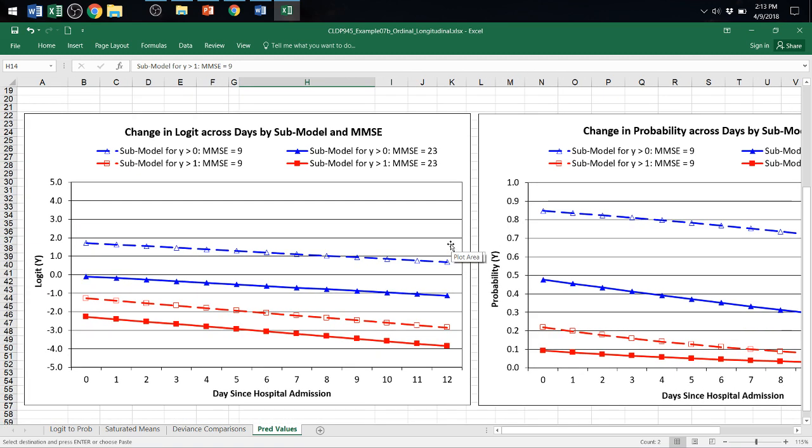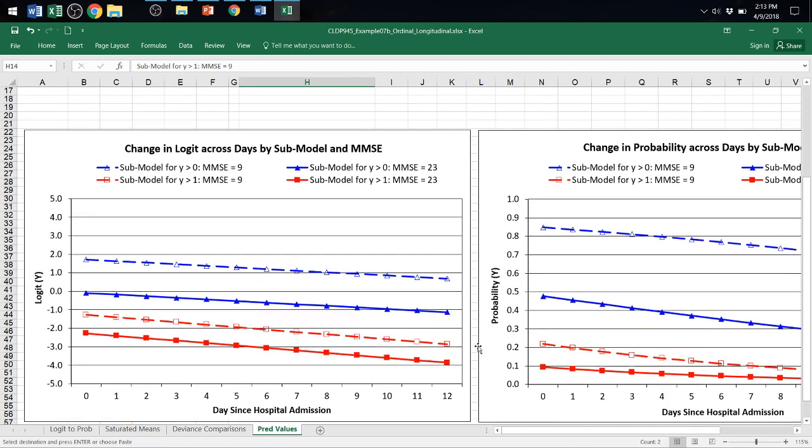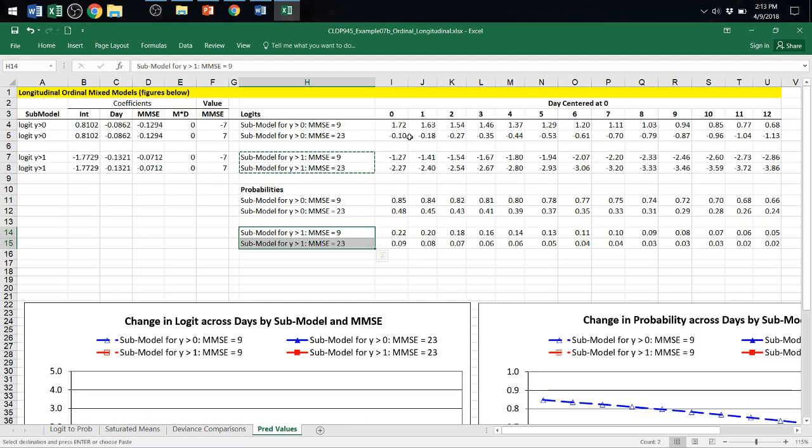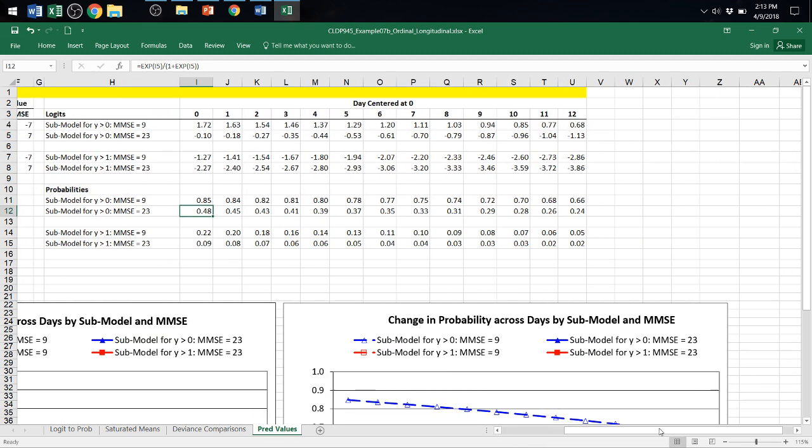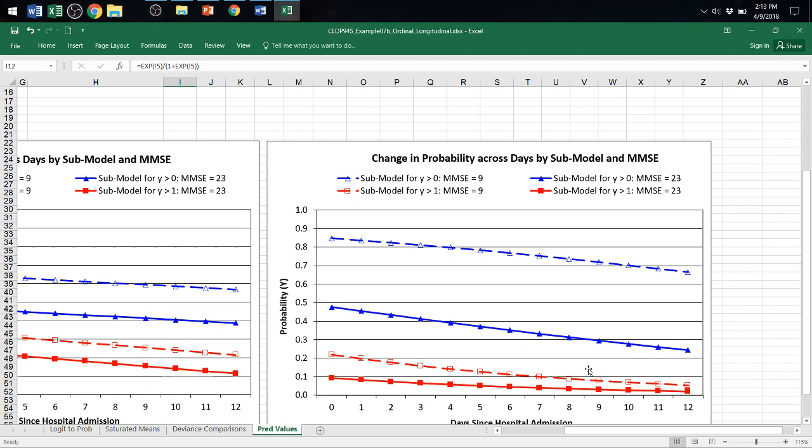So to hedge your bets, you may want to convert those predicted logits into predicted probabilities, and that's what I did here. So each logit that I calculated from my model, I then back translated through an inverse link function. And that function is e to the predicted logit over 1 plus e to the predicted logit. That gives me a predicted probability, which then looks like this.